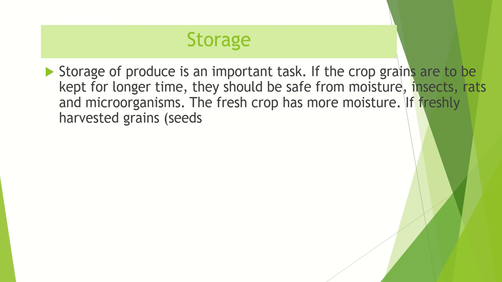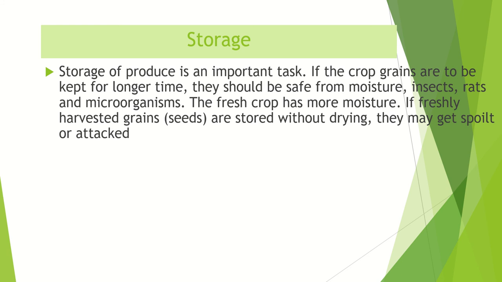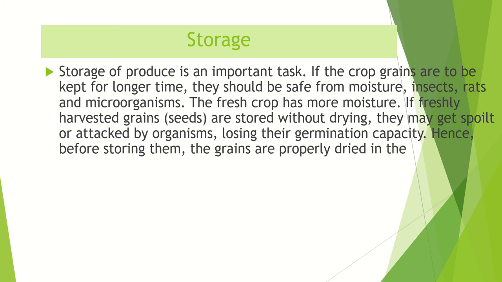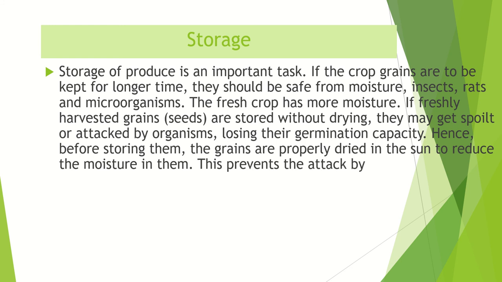If freshly harvested grains, that means seeds, are stored without drying, they may get spoiled or attacked by organisms, losing their germination capacity. Hence, before storing them, the grains are properly dried in the sun to reduce the moisture in them. This prevents the attack by insects, pests, bacteria and fungi.